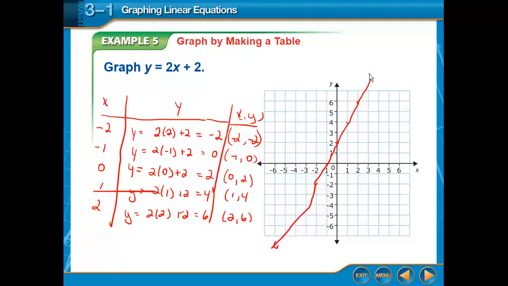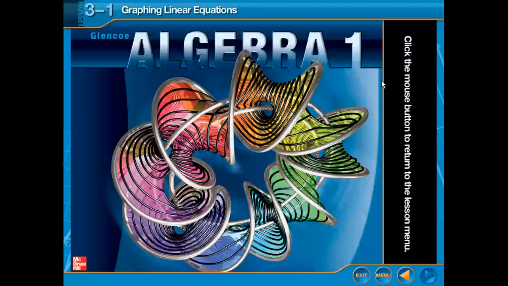Okay, so those are the 2 ways that you can graph a line. I will scroll through the extra practice problems at the end of this PowerPoint, so you can try them if you would like. If not, if you think you've got it, then you may stop here.